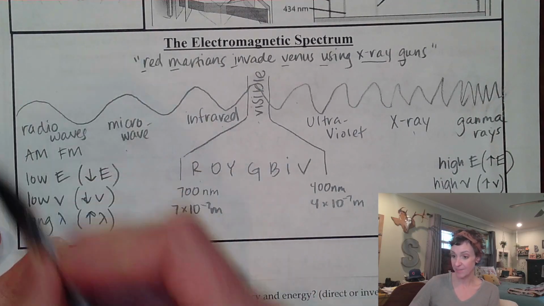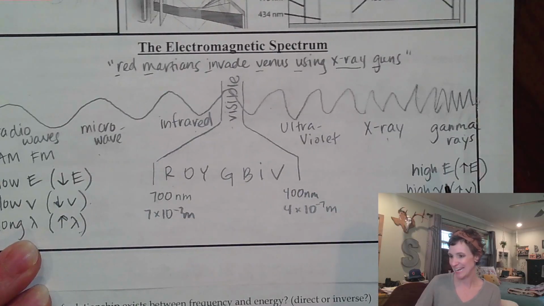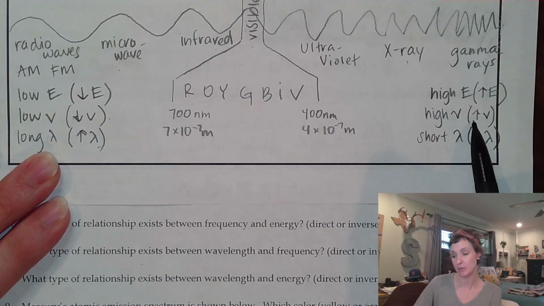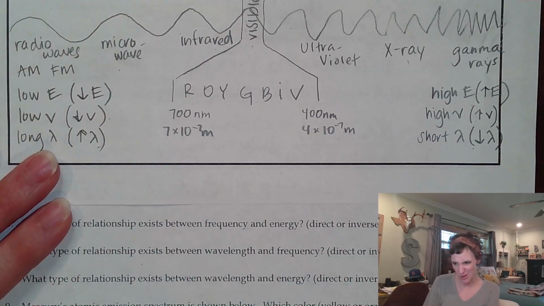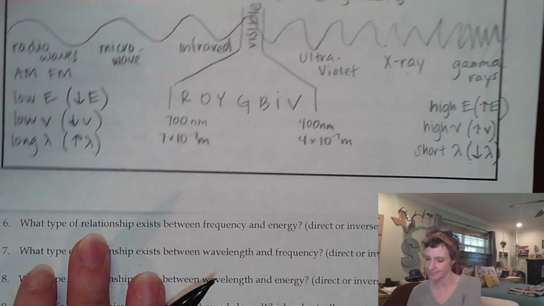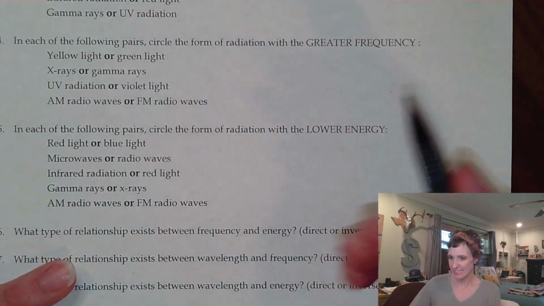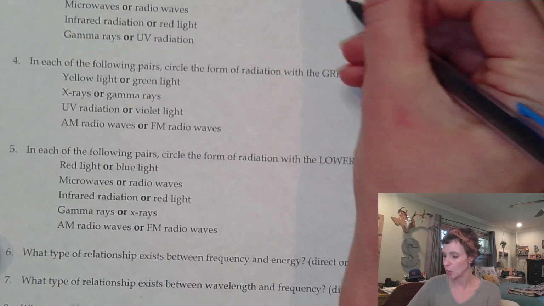And in terms of stuff over here being our low energy, low frequency, long wavelength, and over here going to be our high energy, high frequency, short wavelength. Okay, so let's do a few of them with this, and a few of them, if we can, we can do in our brains. It says, for each of the following pairs, circle the form of radiation with the longer wavelength.